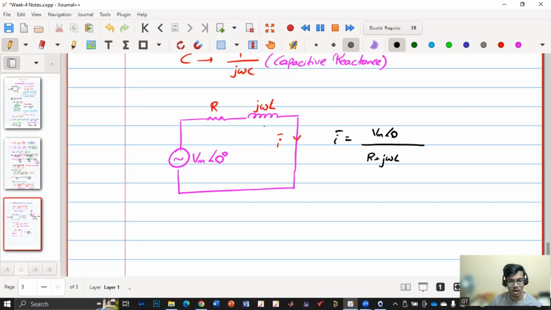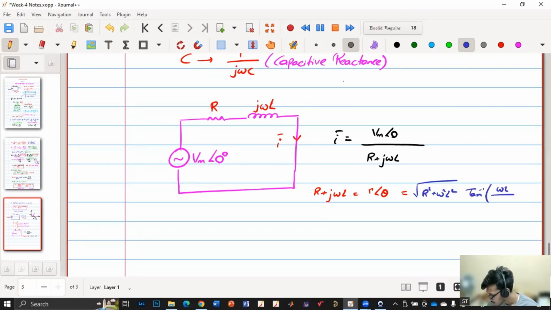So now this is a complex term. It has a magnitude as well as phase. So we have studied in complex numbers, if I have R plus j omega L, I can write it in terms of some R angle theta, where my R is given by the magnitude of this. So what is the magnitude of this? Square root of R square plus omega square L square. And theta is nothing but tan inverse of imaginary coefficient by real coefficient.